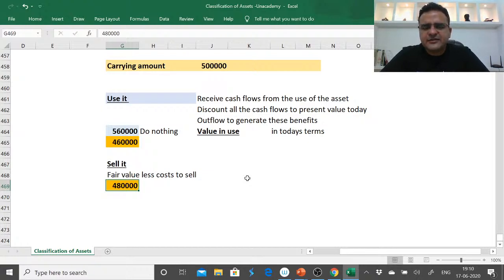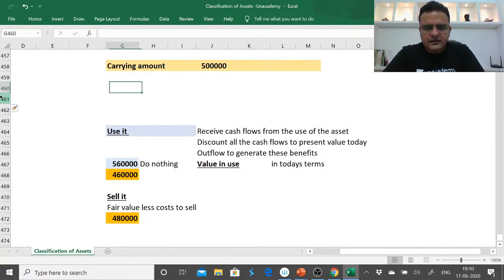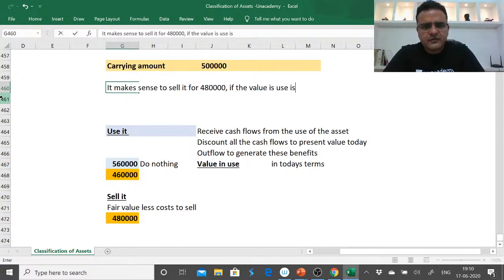So business takes sensible decisions. Business doesn't take emotional decisions. Whatever is good for the business is being done by the business. So what is good for the business? Selling this asset or using this asset? If you use it over a period of time, the expected cash flows, discounting them to present value, in today's terms, we get 4,60,000. In today's terms, if we sell it, we get 480,000. What to do? It's better to sell it. It makes sense to sell it for 4,80,000 if the value in use is 4,60,000.